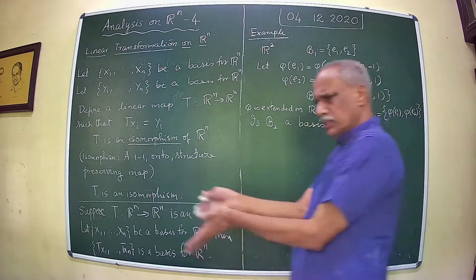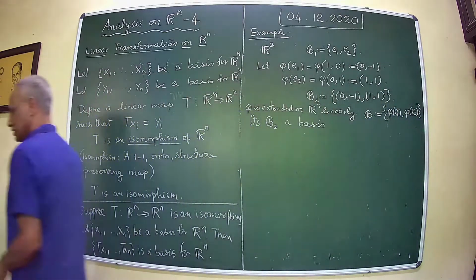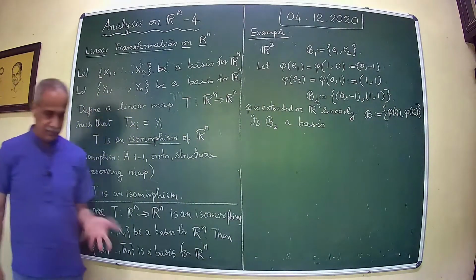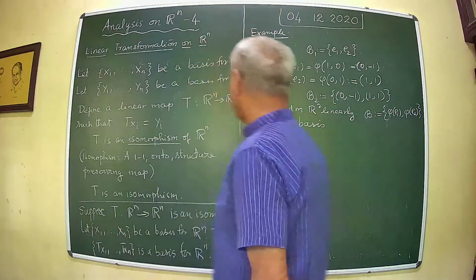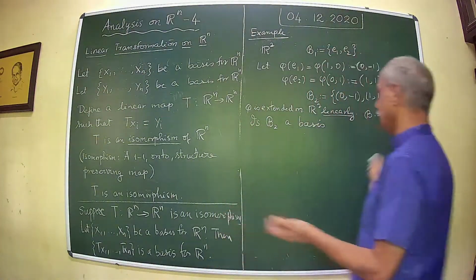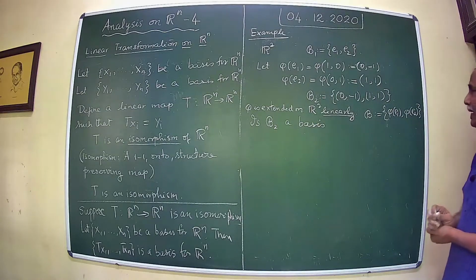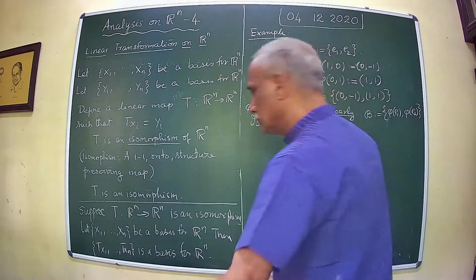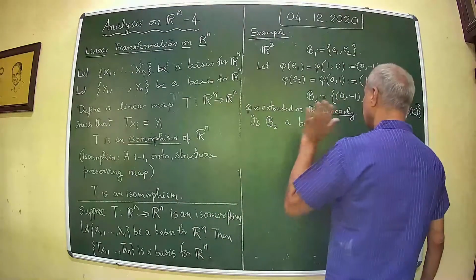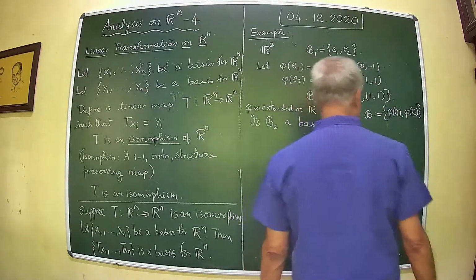So once it is defined on this, you can easily extend it on the row space as a linear combination, and the moment you extend it linearly, it is well defined. Okay, then phi is an isomorphism. Is B2 a basis? Now this is the question that you ask.